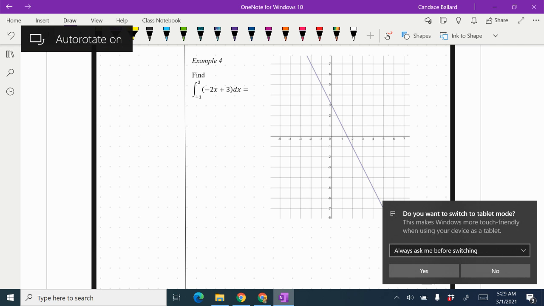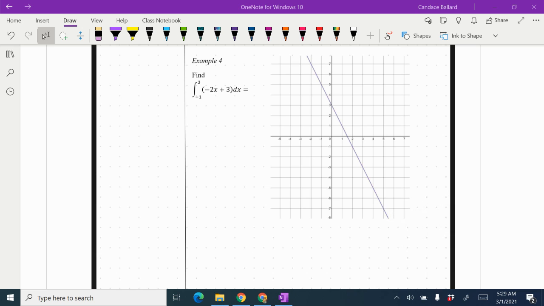In this video, we're going to continue talking about the fundamental theorem of calculus. We are looking at example 4. From our previous 3 examples, we know when we integrate this one, we're going to get negative x squared plus 3x. We've already done that work. We're going to go from negative 1 to 3. We are supposed to shade this on the graph, so we're going from negative 1 all the way to 3.